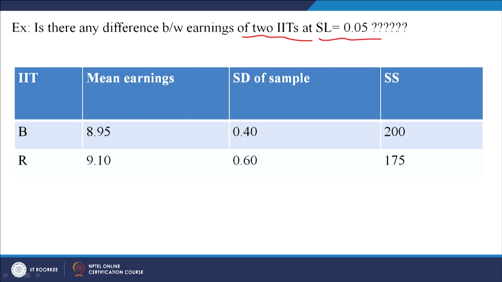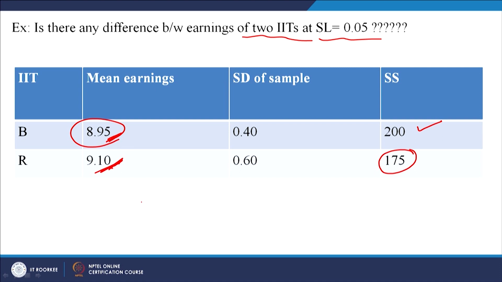Check this at 0.05 significance level. So, let us say you have got mean earnings of students of IIT, let us say Bombay and IIT Roorkee, right. After selecting a sample of 200 students, their mean earning was 8.95 lakh per annum, and after selecting 175 students, this is 9.10, right.